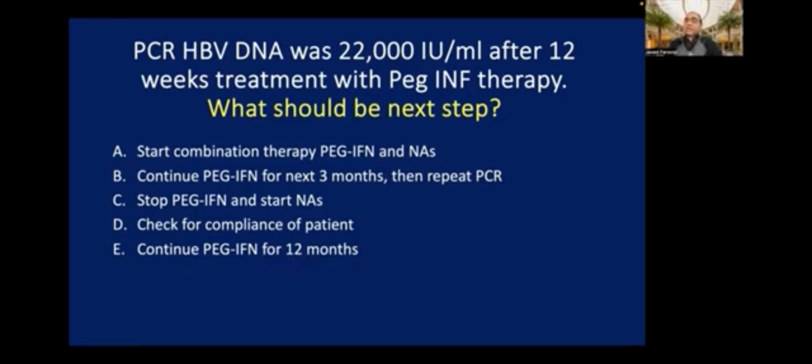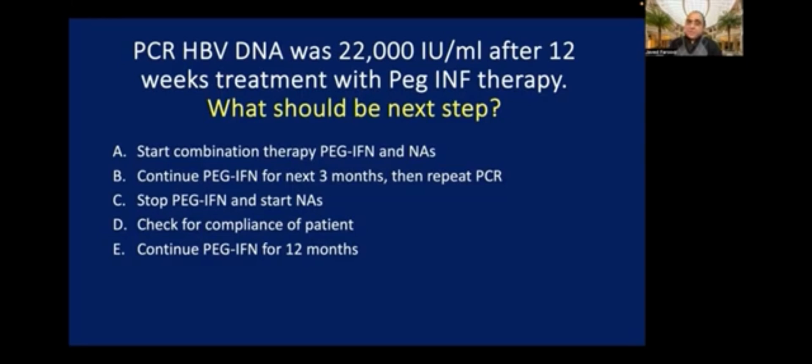So her PCR load, viral load was 45,000 to start with 3 months ago. You started the patient on pegylated interferon, and after 3 months, the DNA level is 22,000. You have not checked the genotype and you have not checked the surface antigen titers. So what should be your next step? Option A, start combination therapy. You add the oral drugs with this. B, you continue for next 3 months and then repeat PCR.